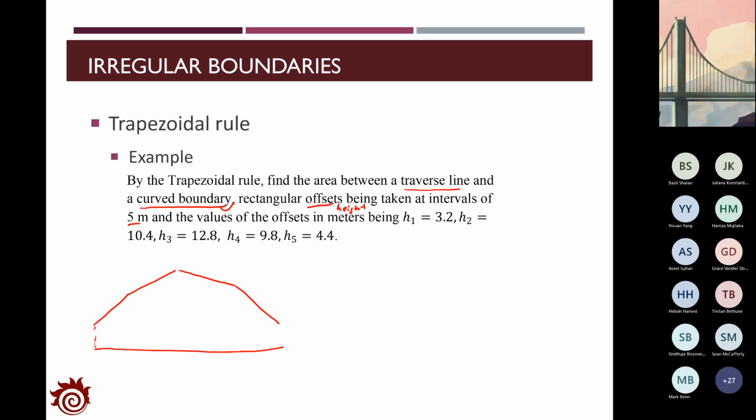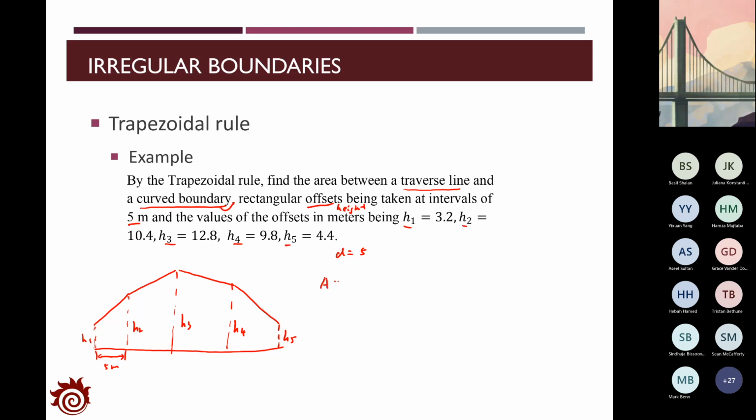This is h1, and this is h2, and we have h3, h4, and h5. And of course, we have the intervals at every 5 meters. So to solve this problem, we get the value d equal to 5 meters. We have h1, h2, h3, h4, and h5. Then we can apply the trapezoidal rule directly.